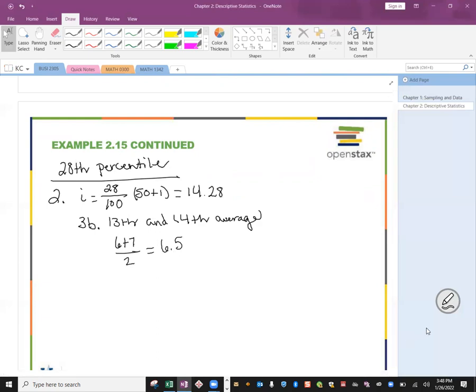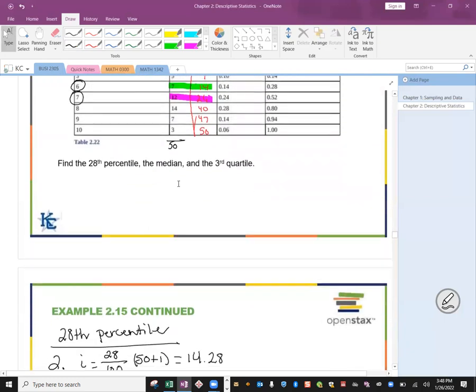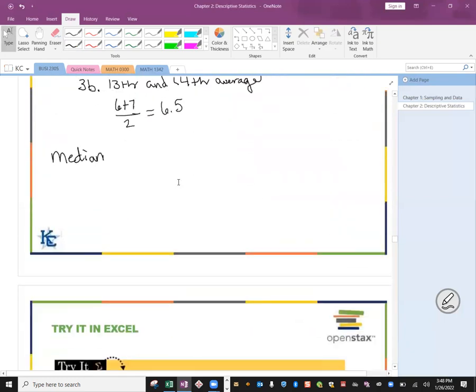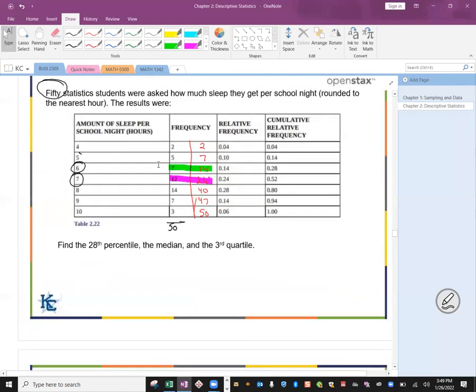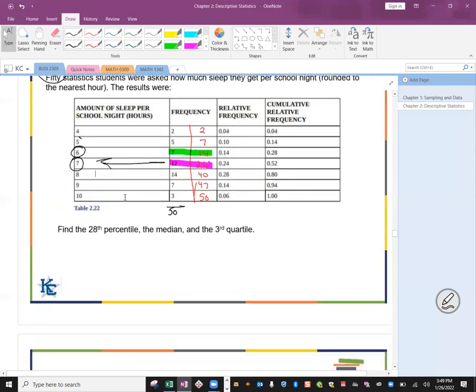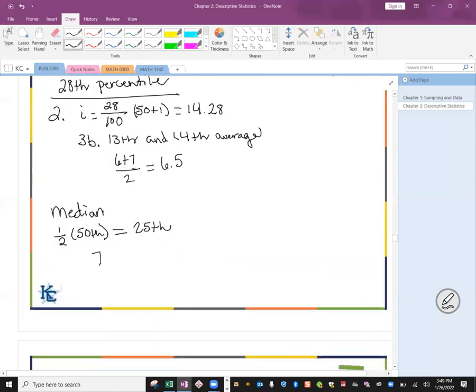Okay. If we want to do our median, we can do this logically when it's in a frequency table, right? If we have 50 values, we know our median is half of our values, right? So we're looking at the 25th and 26th data values, and they fall right here at the 26. And so we have 7 as our median.